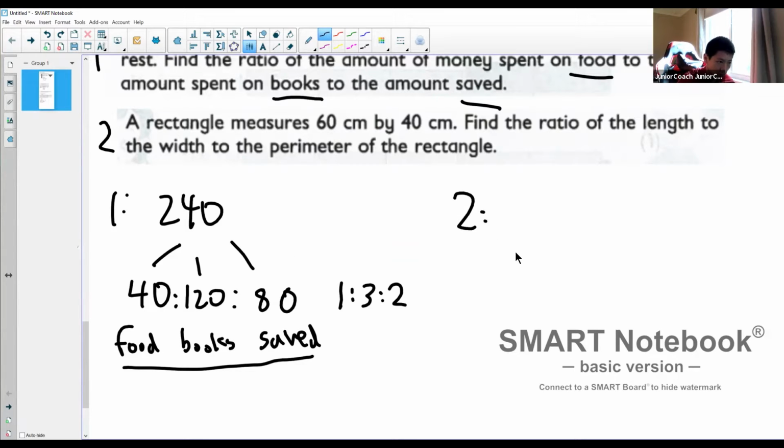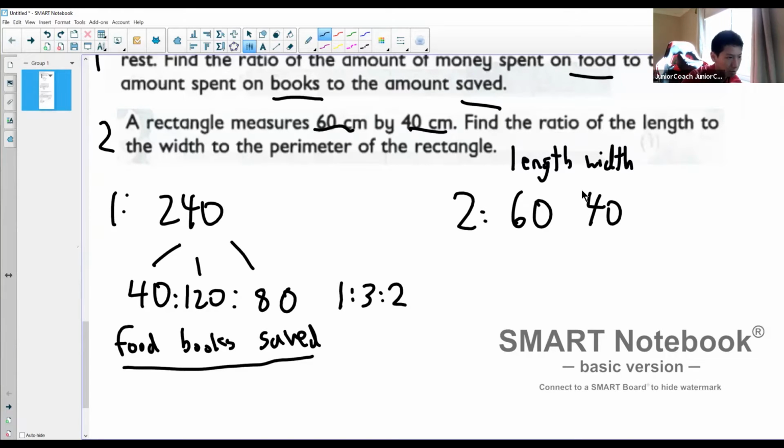Question 2. I think a lot of people didn't really critically think about this question. We have 60 by 40. I will give you that the question's a bit confusing because it doesn't tell you which one's the length and which one's the width. This is the length, and this is the width. Second number is that. I don't think I explained this, so that's my bad. But still, a lot of you did not solve the second part, which is the perimeter.